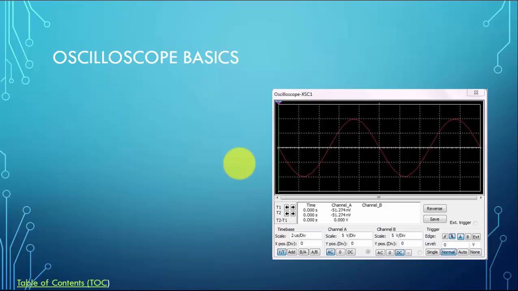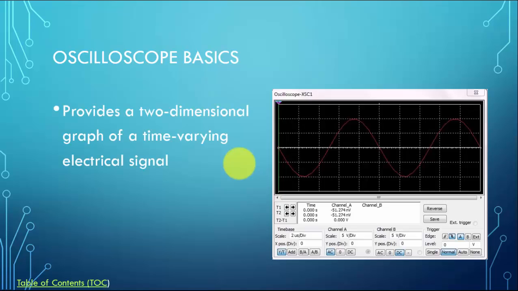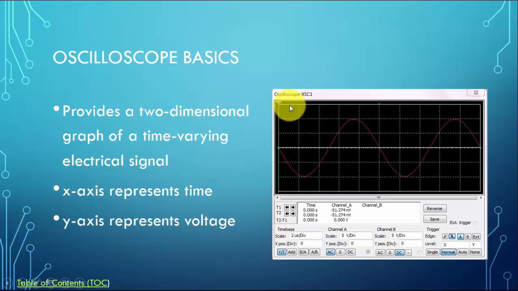Some of the basics associated with oscilloscopes, as I mentioned before: it provides a two-dimensional graph of a time-varying electrical signal. So here we have a time-varying signal called a sinusoid. We have the x-axis shown here representing time and the vertical axis representing voltage.